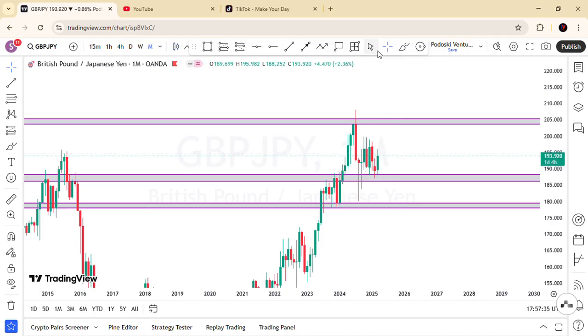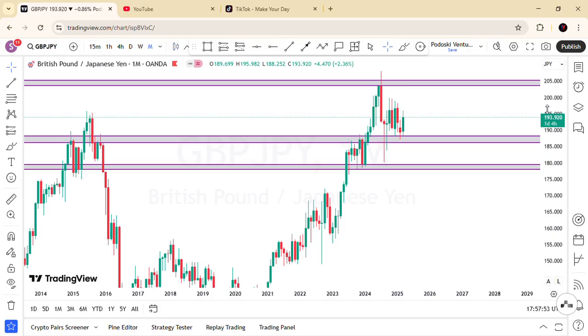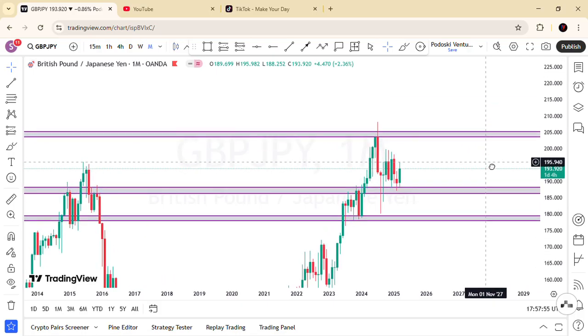So on GBPJPY on the monthly time frame, I have my monthly upper zone, my monthly midway zone, and my monthly lower zone. So on the monthly time frame, what is price doing? Price is in an uptrend.